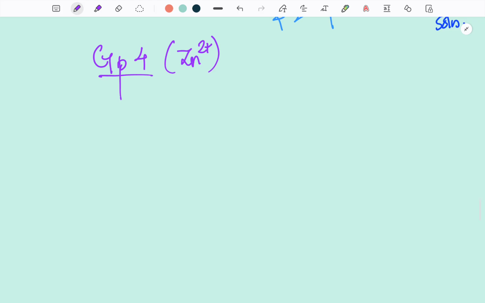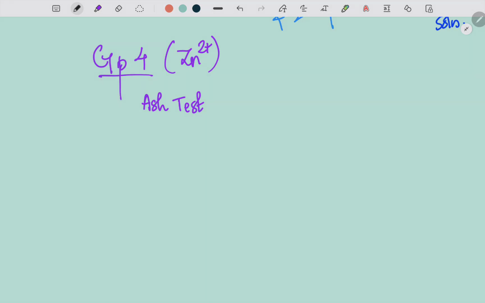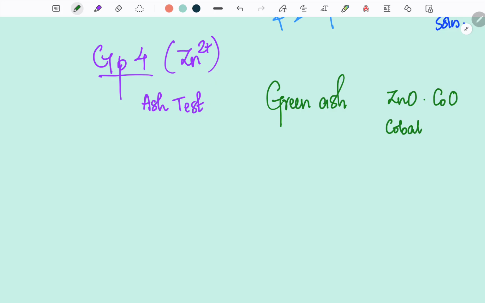Now in group 4 we have zinc, and first we can of course perform the ash test. For the ash test you are going to get an ash, and for zinc ion the color of the ash would be green. It would be green. Now the green ash which is formed has a formula of ZnO.CoO. The IUPAC name of this is cobalt zincate. Cobalt zincate, and it is commonly known as Rinman's green. So the common name of this is Rinman's green.